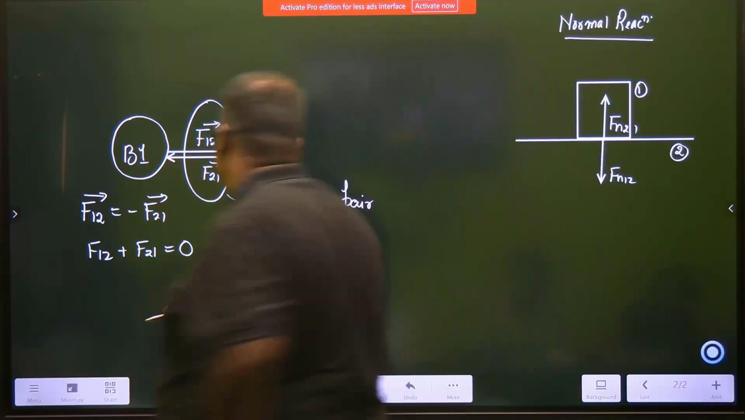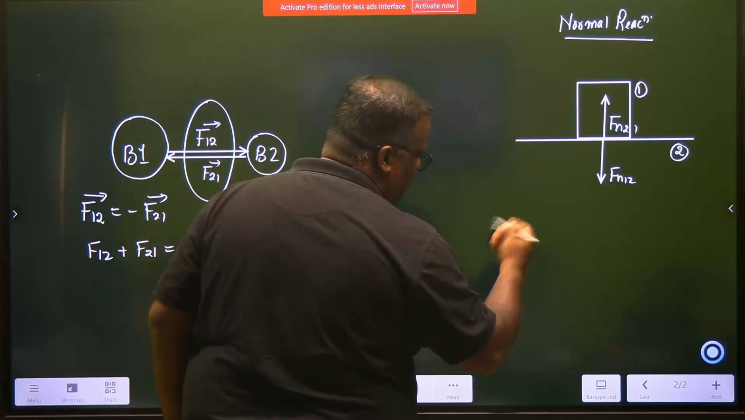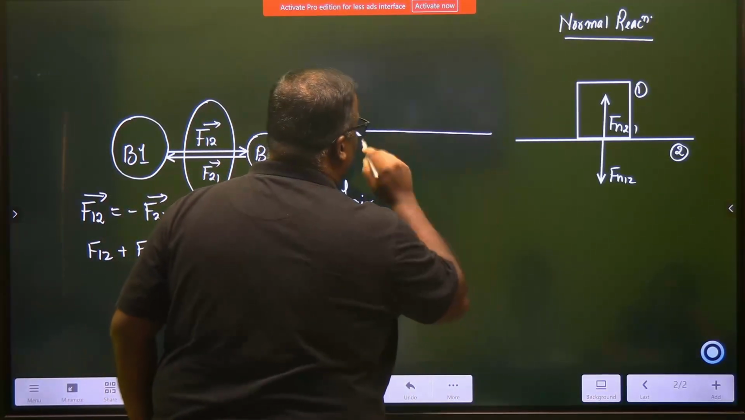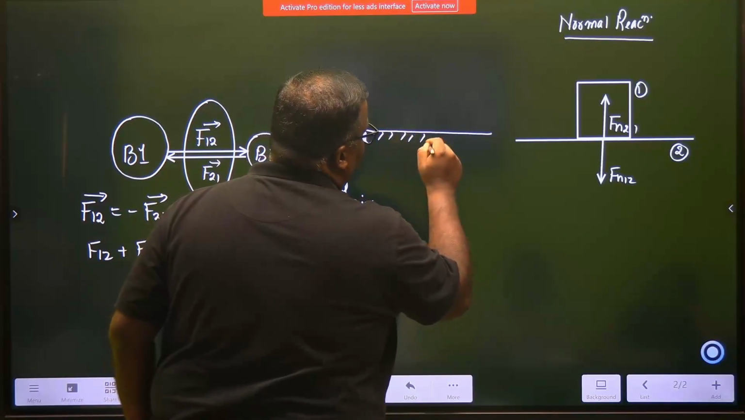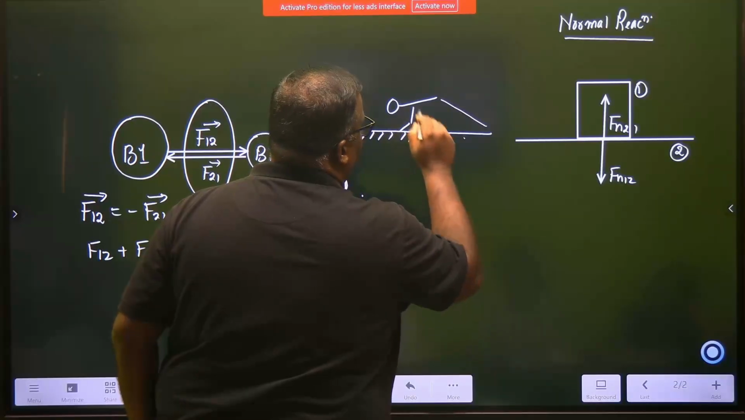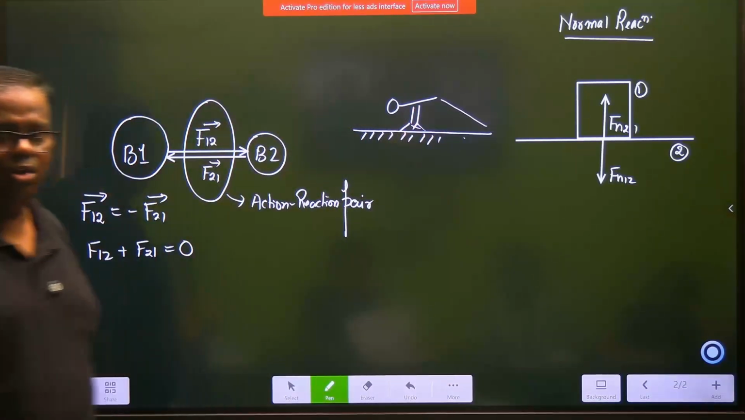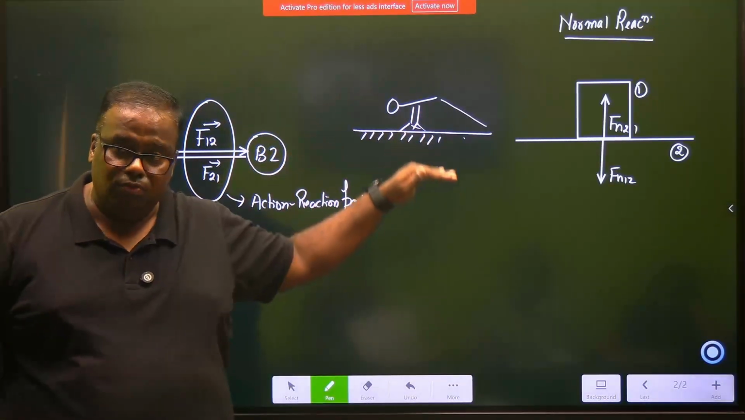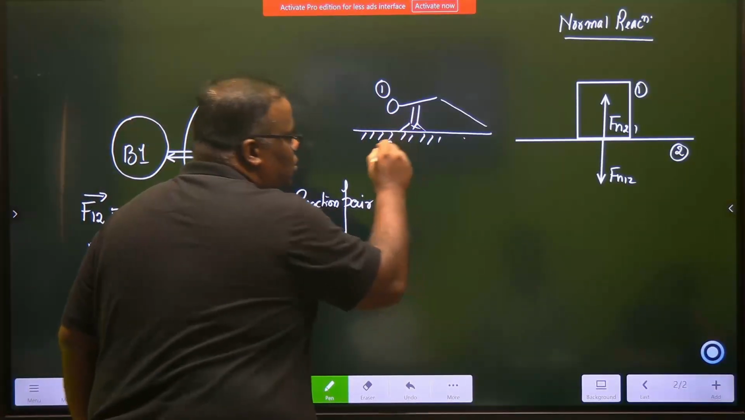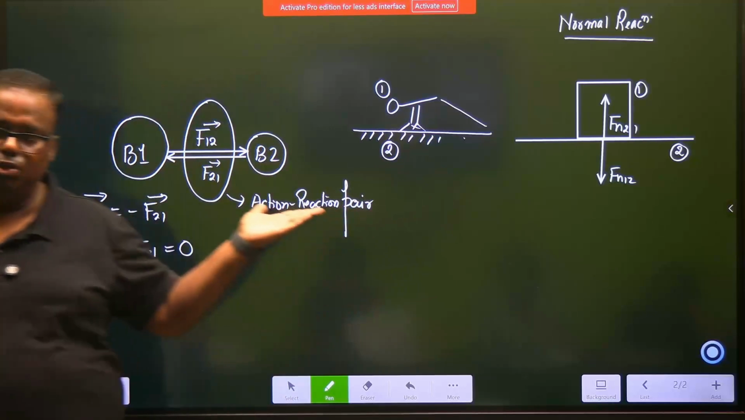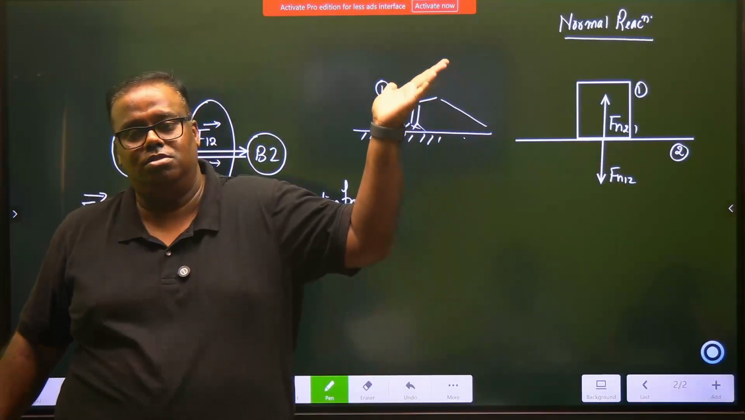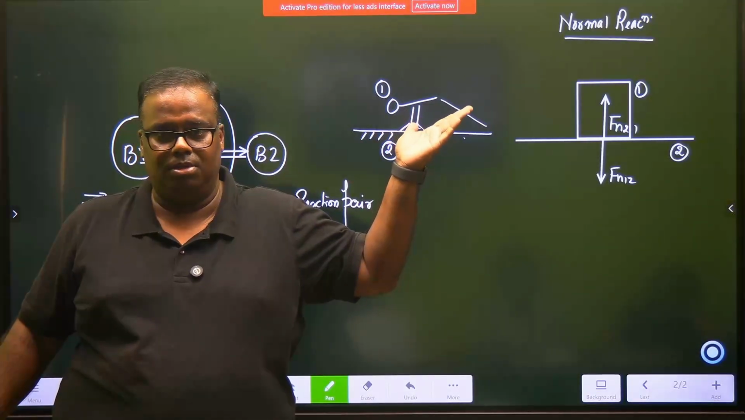Now let's see some examples on it. Say for example, this is the ground, all right? And say a person who is doing push-ups. What are you doing? You are exerting a force on the ground, body number 1. You are exerting a force on body number 2. Body 2 is exerting an equal and opposite force on you. That's how you are lifting up.